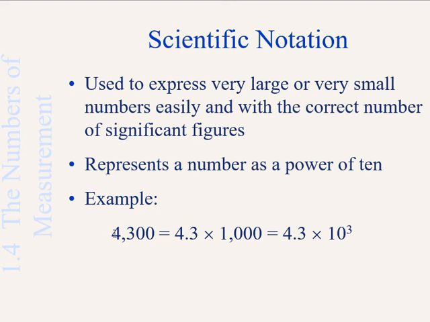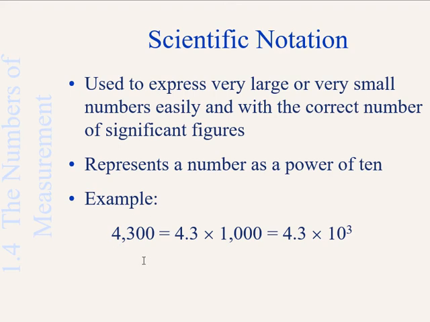So for example, here is the number 4300, and let's say it's some kind of measurement, and these two zeros are not significant. Well, by looking at this we already know that they should not be significant, and so there are two significant figures, but we can make things even more clear by writing it in scientific notation.